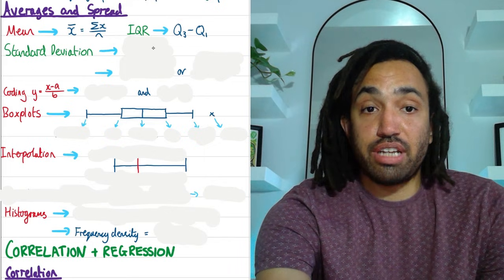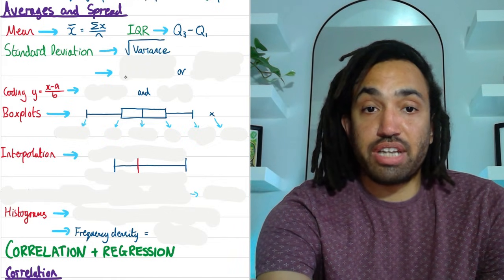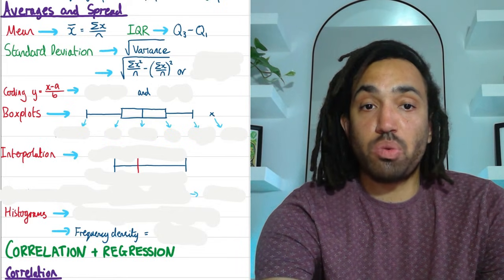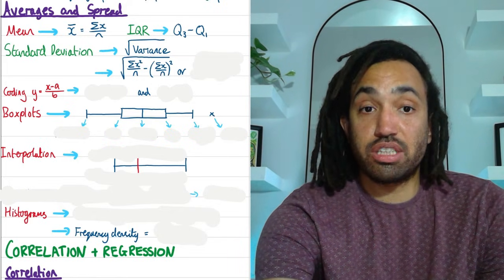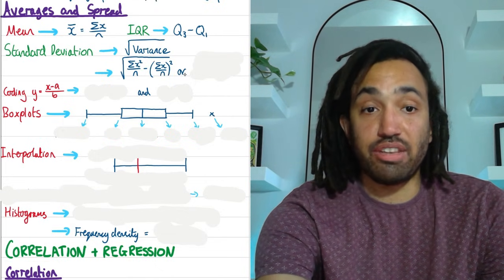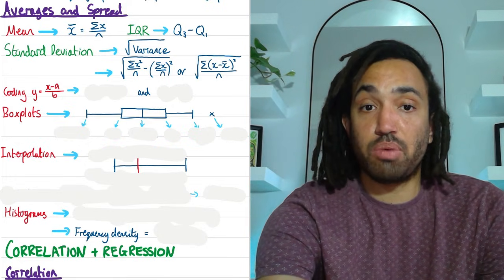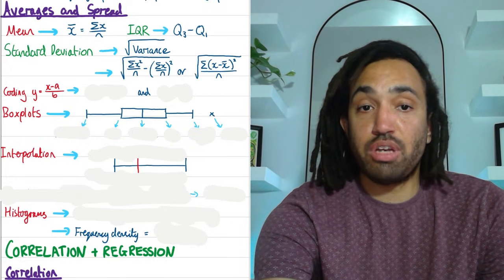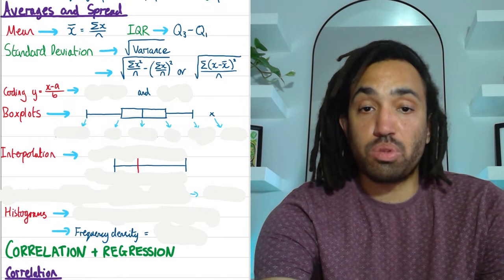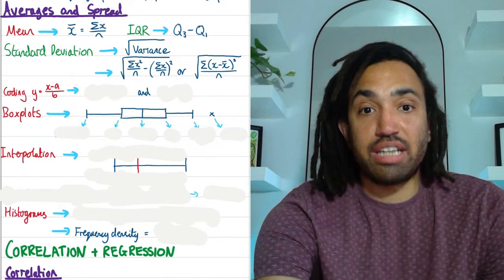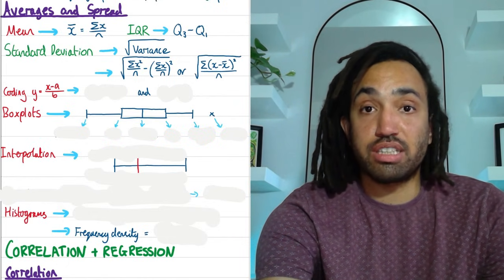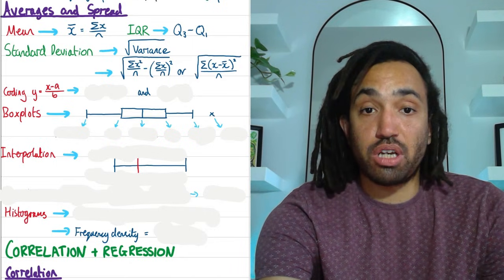Standard deviation. Now this is the square root of the variance, and there are a few ways that we can write this. The most common one is the square root of the sum of the x squares over n, minus the mean squared. Now that's given in your formula booklet, and so is this one, which is the square root of the sum of the x minus x bars all squared over n, also known as the square root of Sxx over n. So do look in your formula booklet and understand where those formulas are and what they mean.